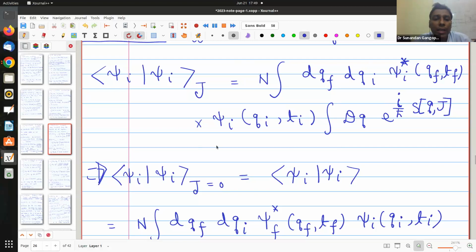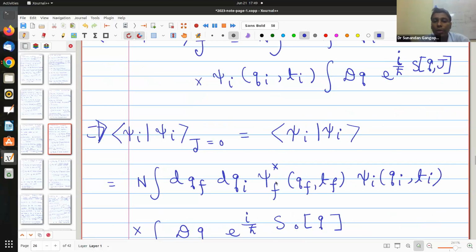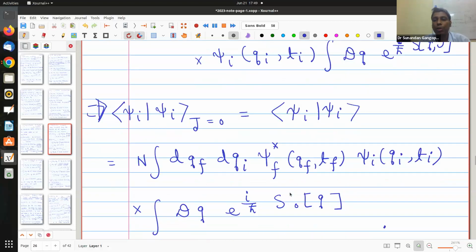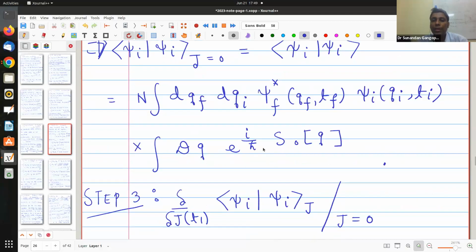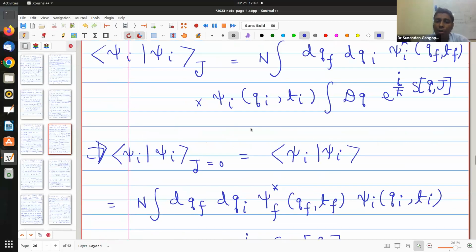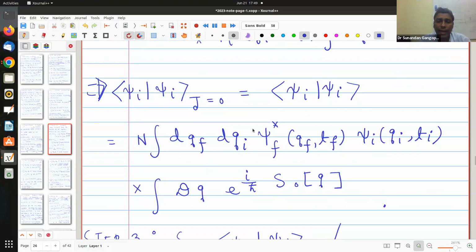Once again, you will see that if you put J equal to 0, that will give us the overlap of ket psi_i with bra psi_i. If you put J equal to 0, you will get back the previous expression that I have been talking about. In the limit of J equal to 0, this S[Q, J], we have seen that it goes to S_0[Q]. So you recover the earlier expression. So everything is fine. The definition is consistent with what we got earlier. So this is the second step.